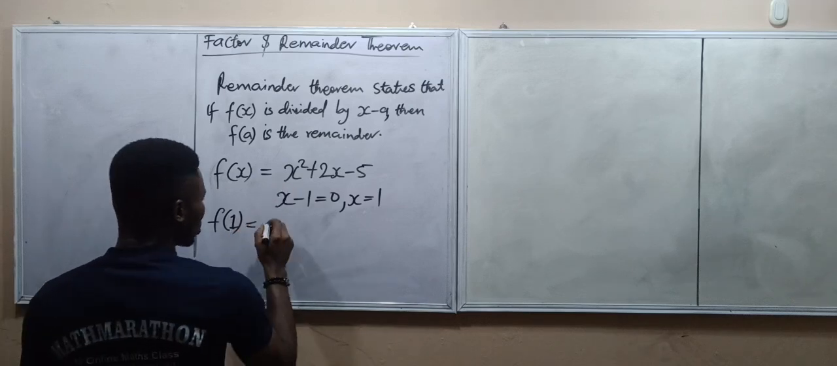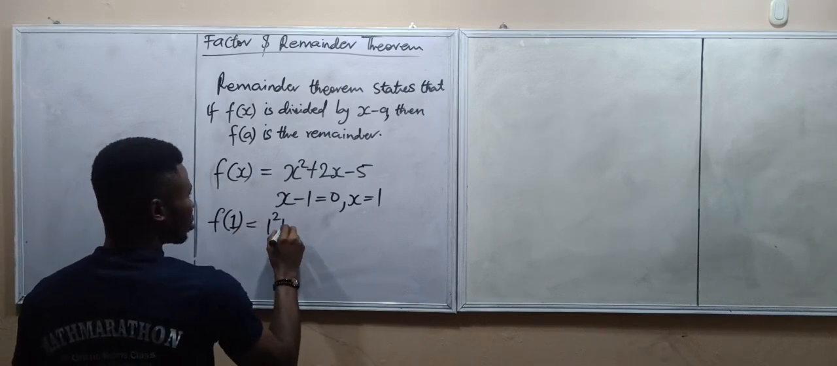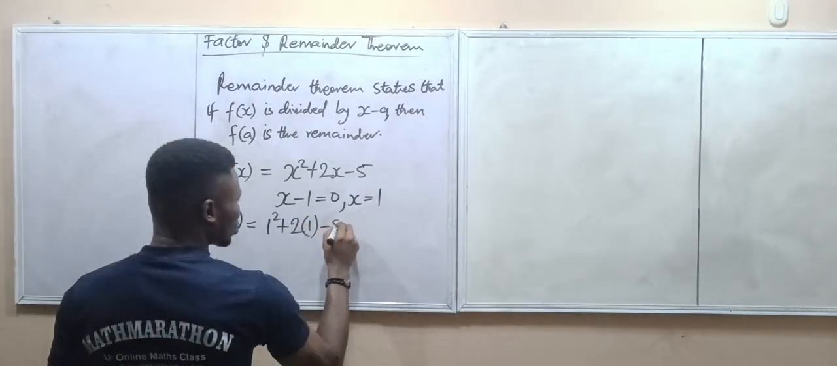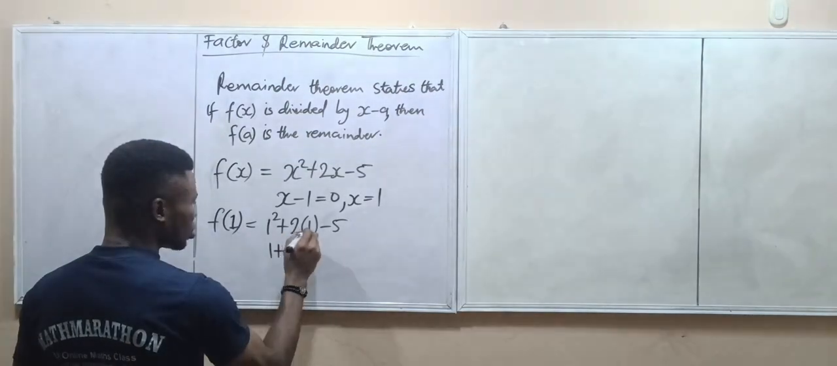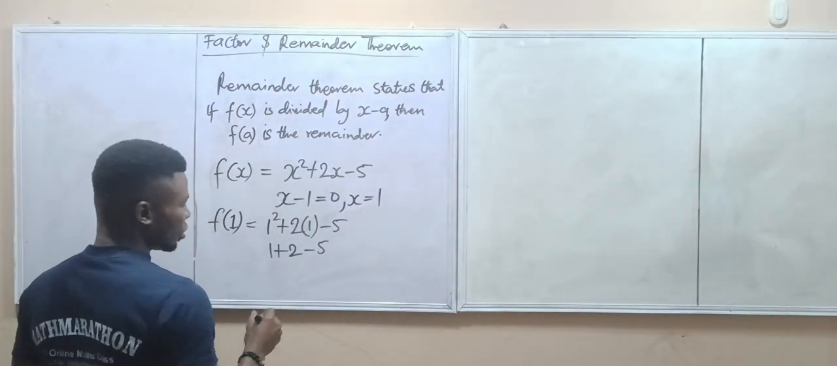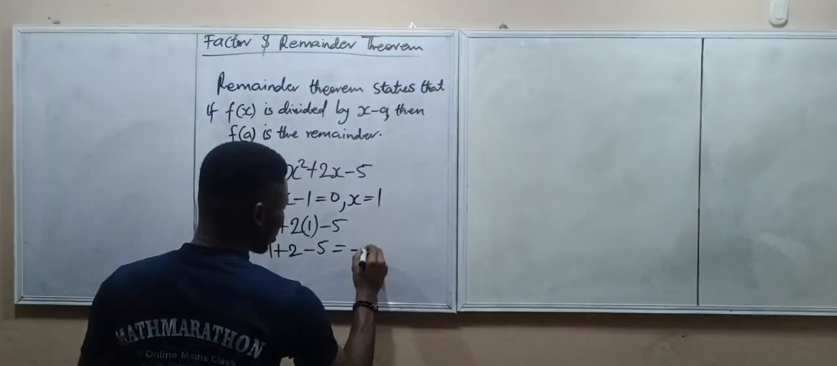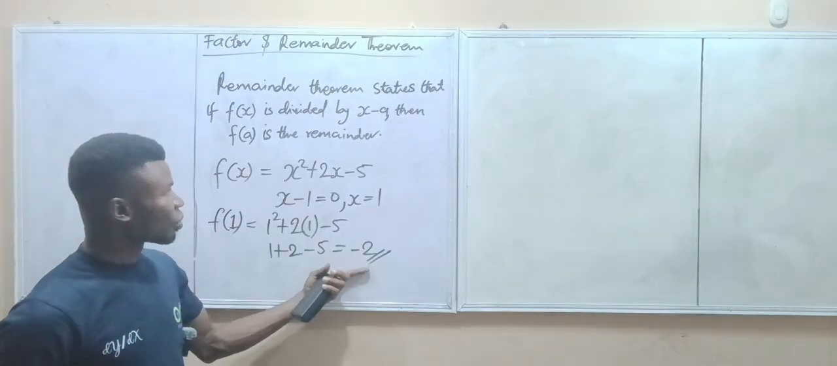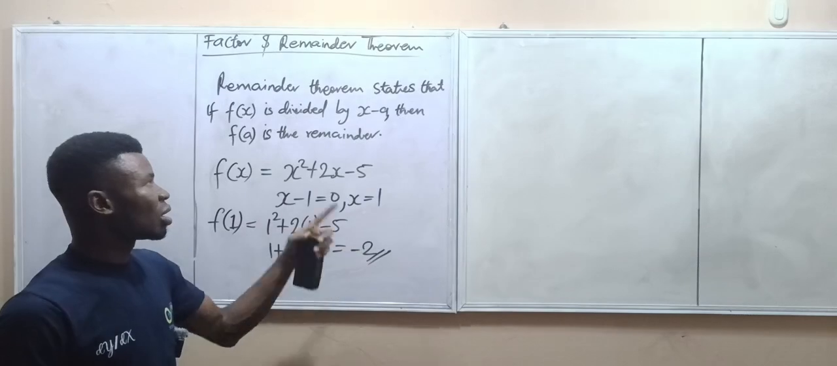Now we substitute this value of x to this function, which is f of 1 will now be equal to 1 to the power 2 plus 2 multiplied by 1 minus what? 5. And this is 1 plus 2 times 1 is still 2 minus what? 5. And this will give us 1 plus 2 is 3. 3 minus 5 is still minus 2. You see, we got the same minus 2 that we got when we used the long division method.